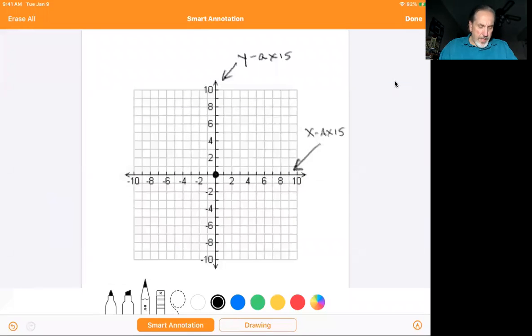By the way, I don't know why it keeps flashing in and out like that. It's doing that on my iPad and showing up on the screen, so I'm sorry about that.